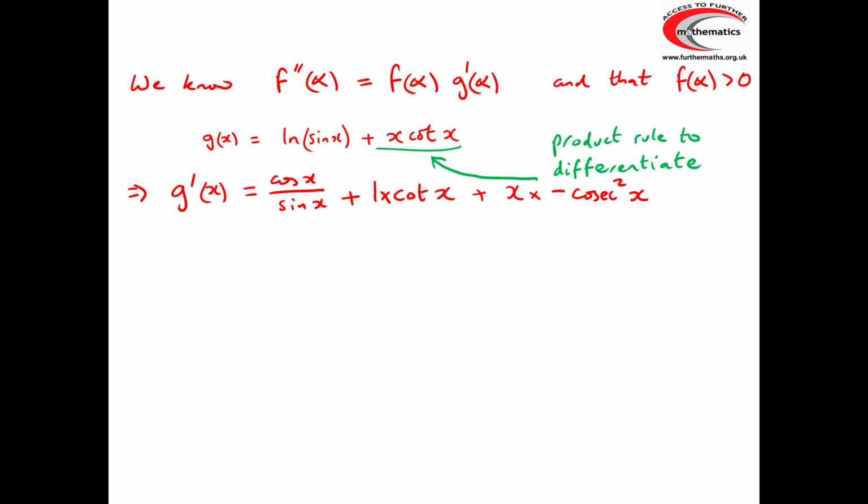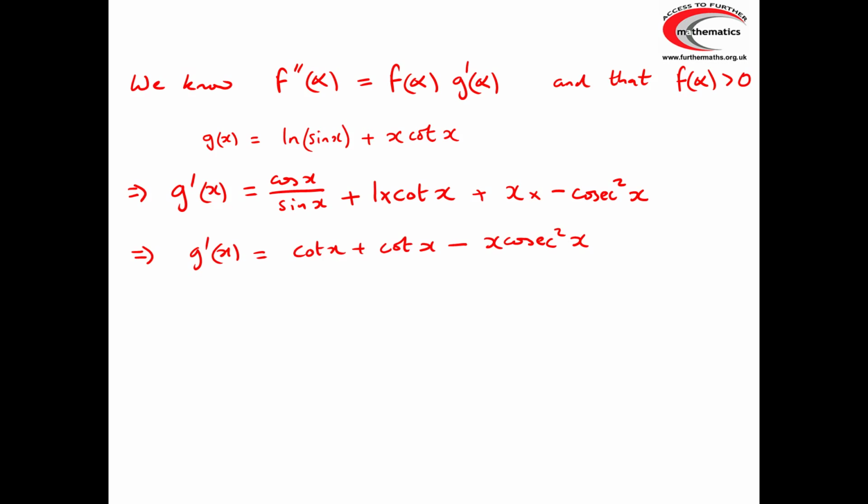So, doing a little bit of tidying up, we've got g'(x) is cos x over sin x, which is cot x, plus 1 times cot x, which is another cot x, take away x cosec squared x. So we have g'(x) is 2 cot x, take away x cosec squared x.